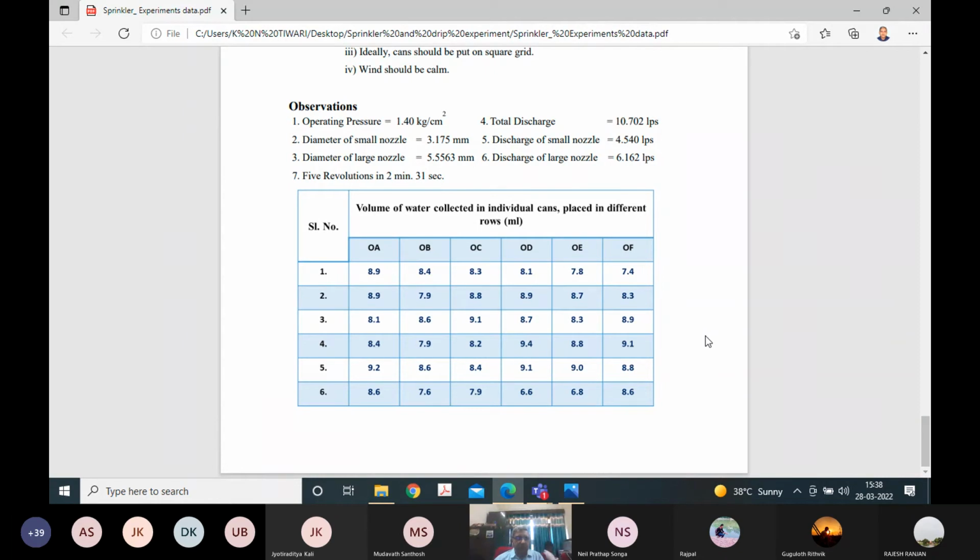From all these observations, you can also get the pattern efficiency, the minimum depth of water from all the 36 observations. So just find out the minimum value among these observations. Can you tell what is the minimum value in this table? The least value. What is the least value? Sir, 6.6.